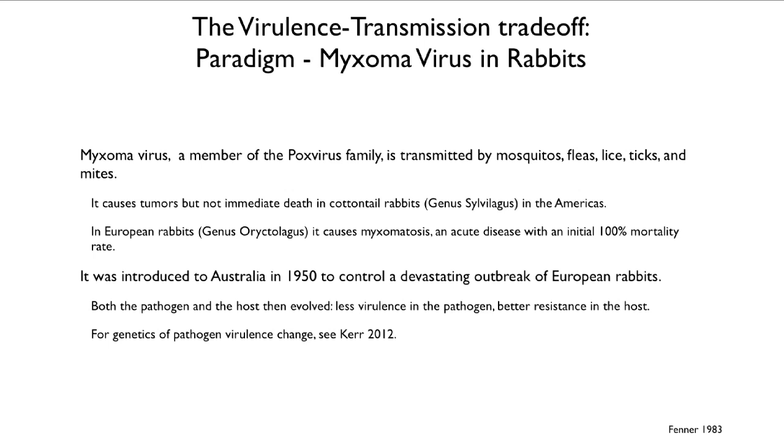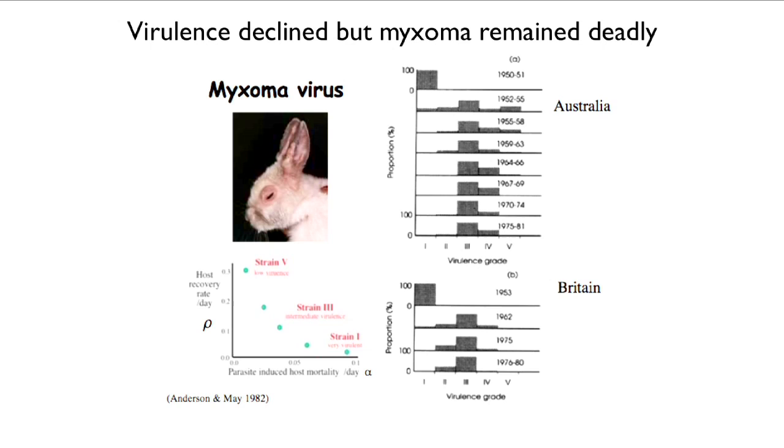You can see a recent paper to look into the genetics of pathogen virulence. This is a description of that outbreak. So here's a picture of a rabbit with myxoma virus. Here is a characterization of different strains of the virus. On the x-axis, we have parasite-induced host mortality per day, and this is the host recovery rate over here, naturally a negative relationship. Strain 1 is very virulent, and strain 5 is low virulence, but you'll see that strain 3, which has intermediate virulence, is still fairly nasty.